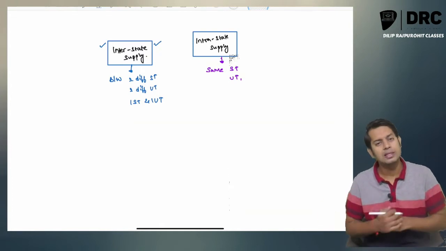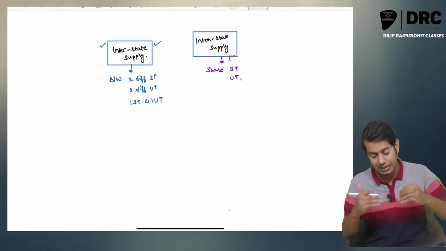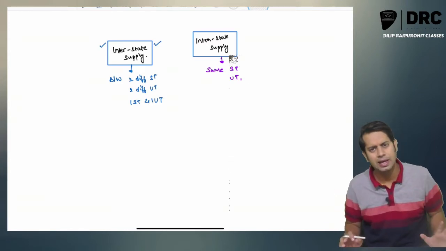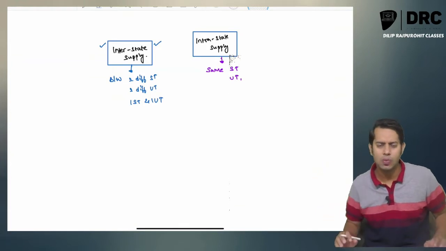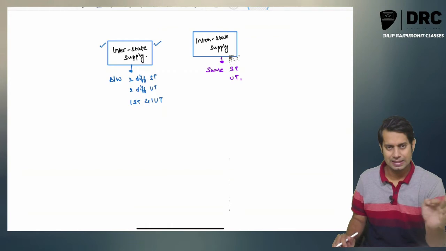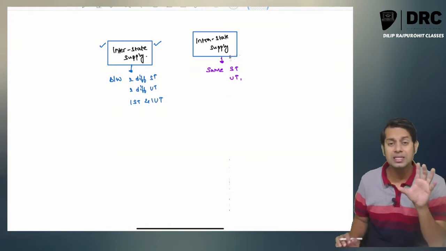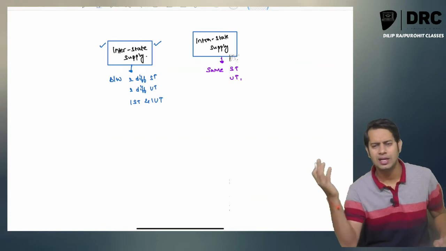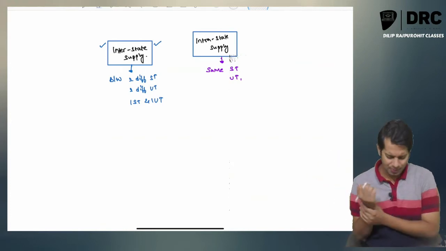So that I will call as interstate supply. Within intrastate supply, within the state or within the same union territory, from one place in Andaman Nicobar to another place in Andaman Nicobar, such kind of transaction I will call as intrastate supply. This is the general understanding of people. If you ask any person about inter and intrastate supply, I think he will be able to answer this point.